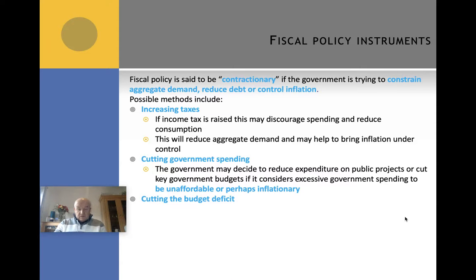Could also be looking to cut the budget deficit. Okay, so we know we've got a large budget deficit, and the national debt is a significant amount of money that is going up year by year. And clearly, at some stage, that's one of the things that the government will have to consider. And in some cases, reducing the budget deficit would be a reason for reducing the amount of government spending that was going on.